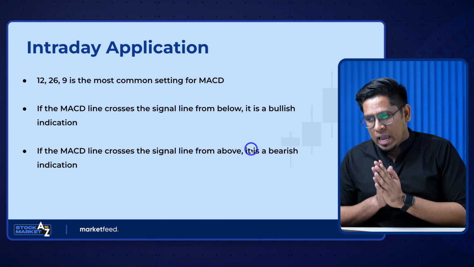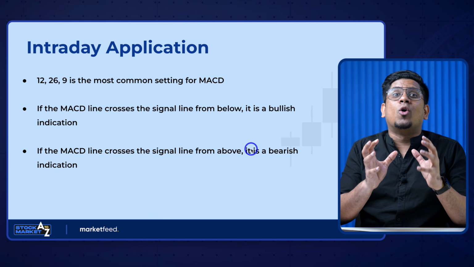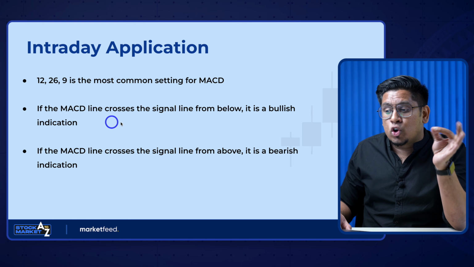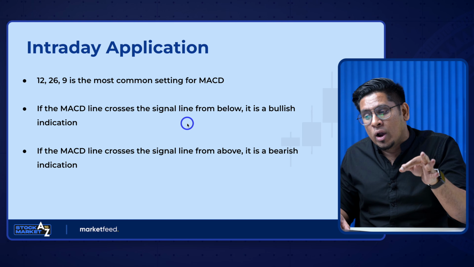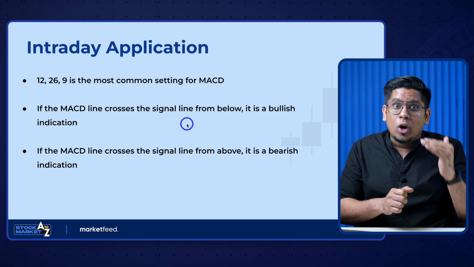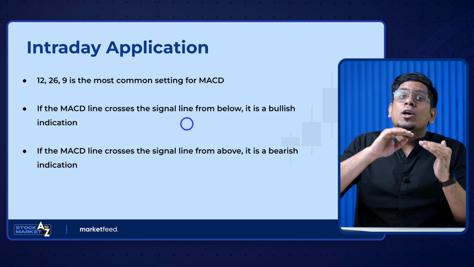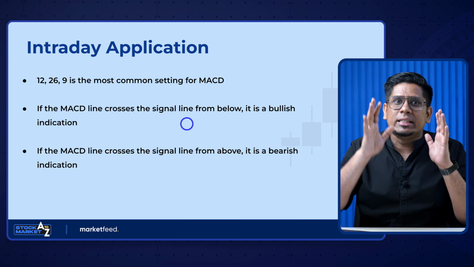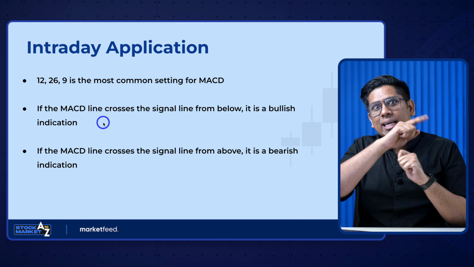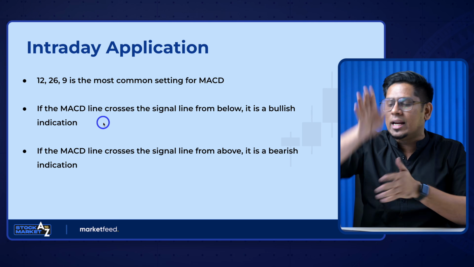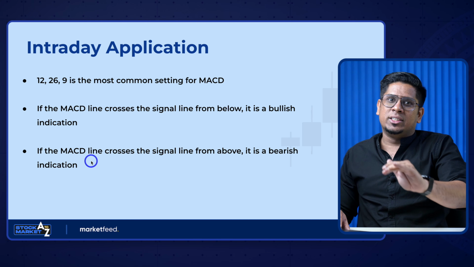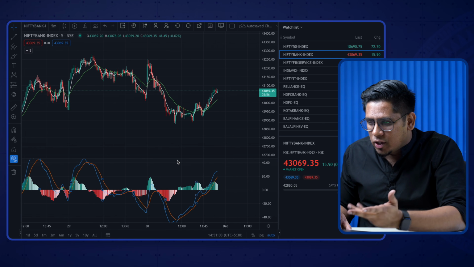Now that is done, how do you apply this on an intraday trading basis, right? That is what is written here. If the MACD line crosses the signal line from below, it is a bullish indication. Just like we spoke about a smaller moving average crossing over a larger moving average being a bullish indication, here, if the MACD line crosses the signal line from below towards the upper direction, it is a bullish indication. And exactly the opposite of that is a bearish indication.